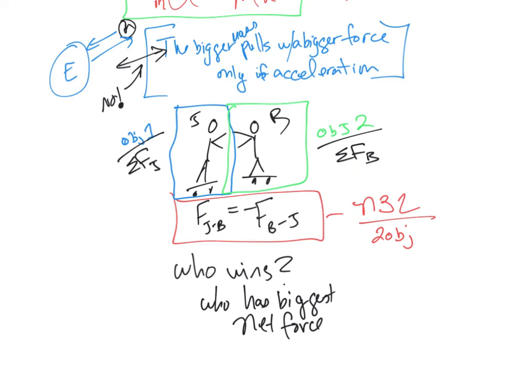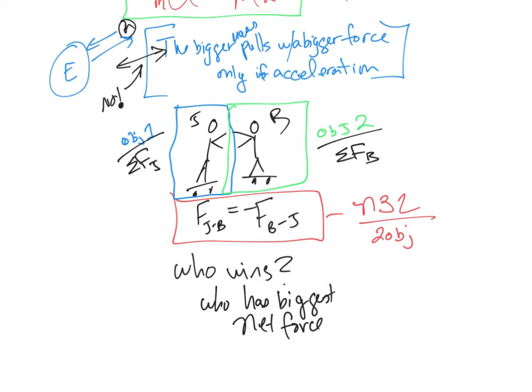So we win tug-of-war contests not because of Newton's third law, but because of Newton's first and second. Newton's third law just tells about the interaction between two objects. Newton's first and second law tells about how we actually move.